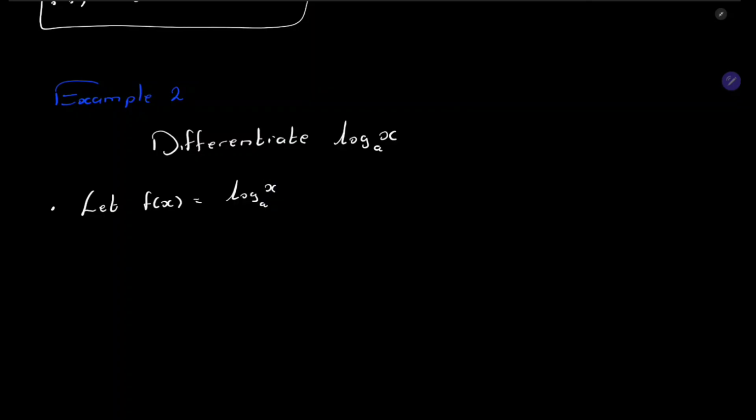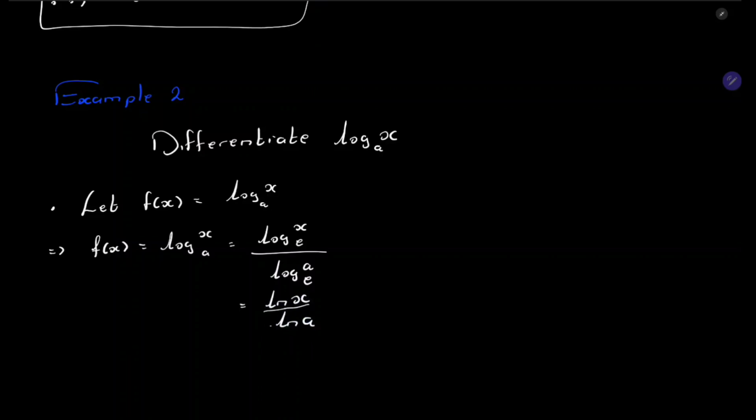Now we are going to perform a change of basis, that is changing our base to the base e. This implies that f of x, which is equal to log to the base a of x, is the same thing as log to the base e of x on log to the base e of a. And we know that log to the base e is the same thing as the natural log ln, so this simplifies to ln x on ln a.